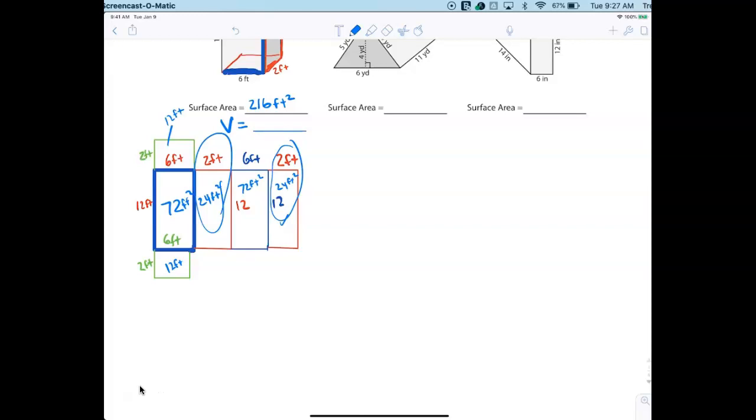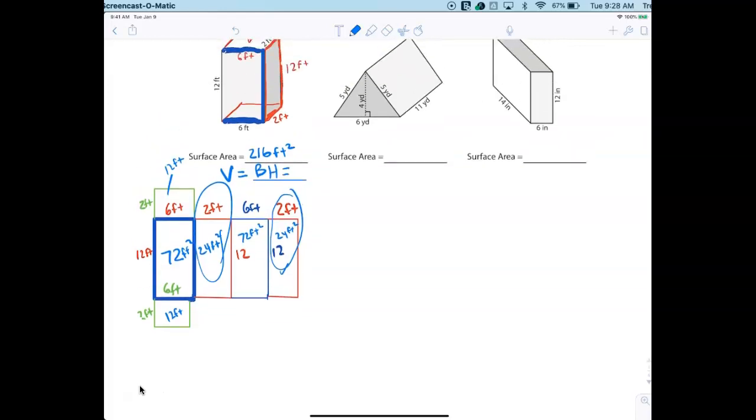Again, what was the formula for volume? Big B, big H. Area of the base times the height. So in this case, it's just going to be 6 times 2 times 12, which is, somebody tell me? 144 what? Feet cubed. That is correct. Cubic feet. All right, is everybody with me?